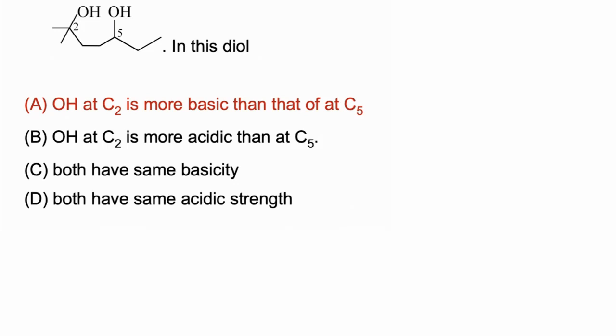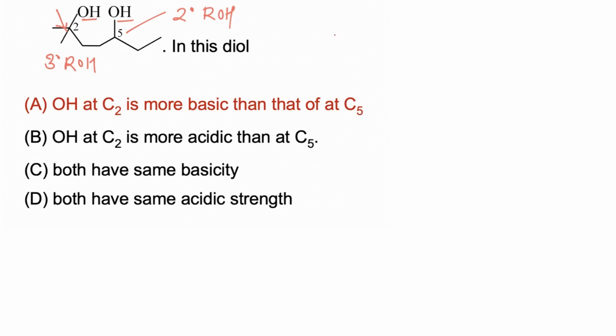In this question, we have to find the correct statement regarding the given alcohol. This alcohol has two types of OH group. One OH is attached to a 3 degree carbon, so this is a 3 degree alcohol, and the OH group attached at C5 is attached to a 2 degree carbon. Hence, it is a 2 degree alcohol. So two types of alcohol are present in this molecule.